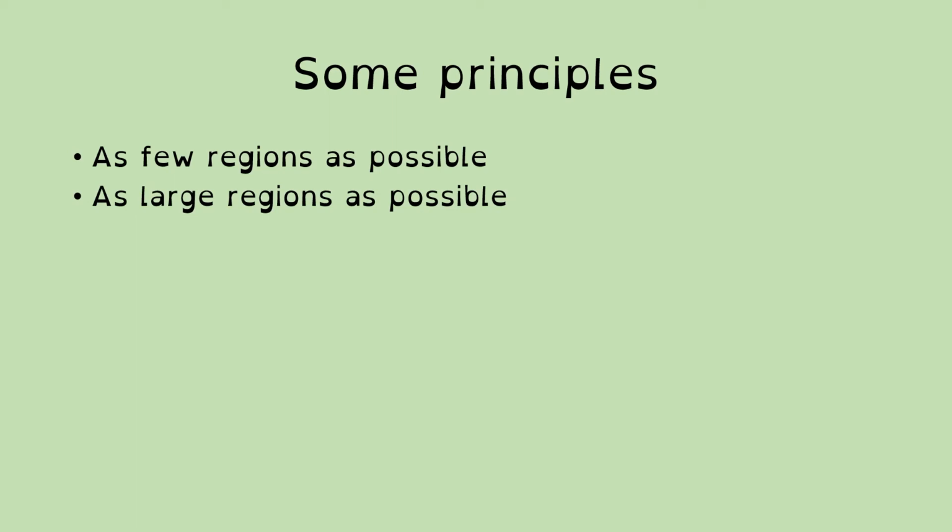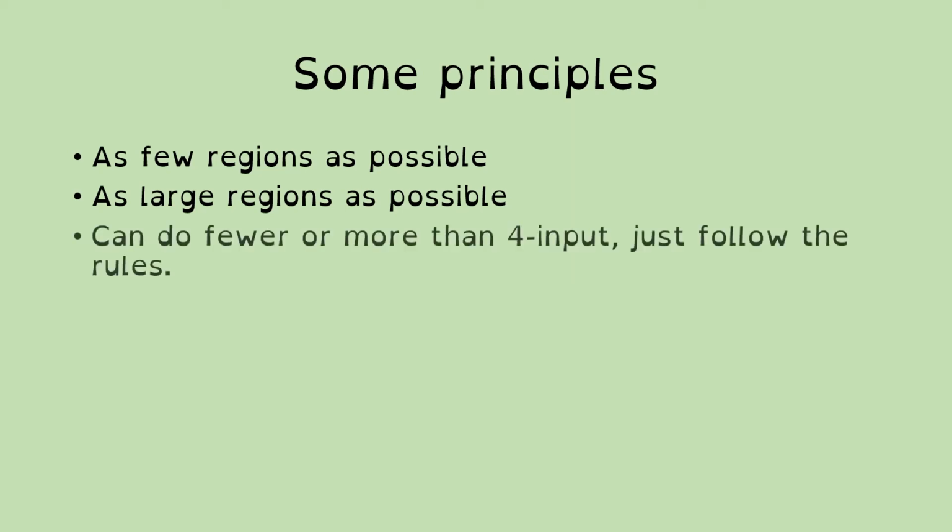The second one is you want as large regions as possible, and again that should be fairly obvious because, as you saw with the regions that we did, the larger regions had smaller Boolean expressions. So in terms of reduction, you want to get this balance between as few regions as possible and as large regions as possible, and don't worry about how much overlap you've got, because that is really where the power of the K-map comes in, being able to allow these overlaps.